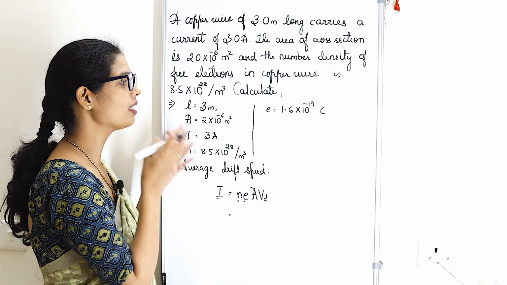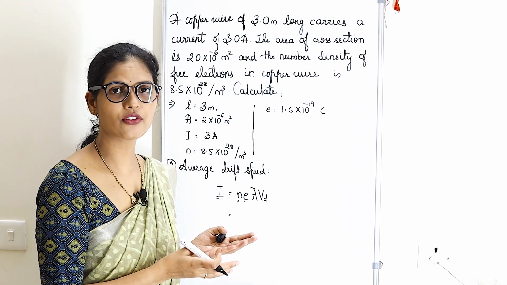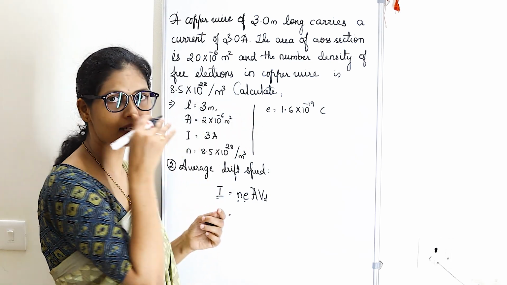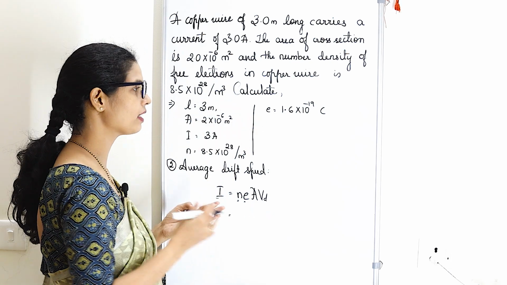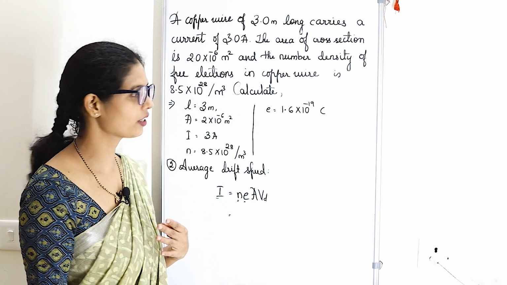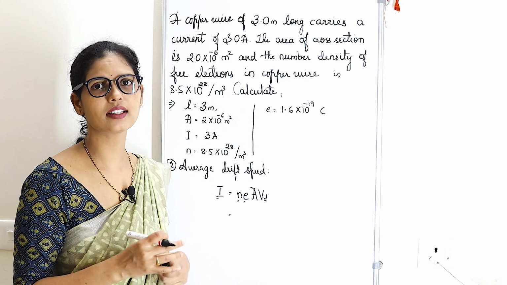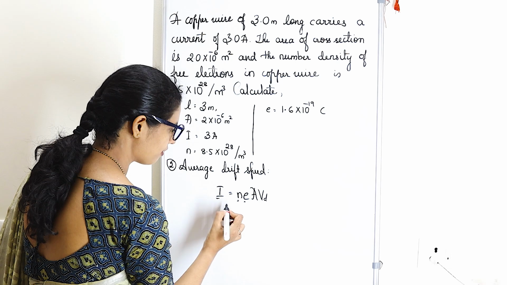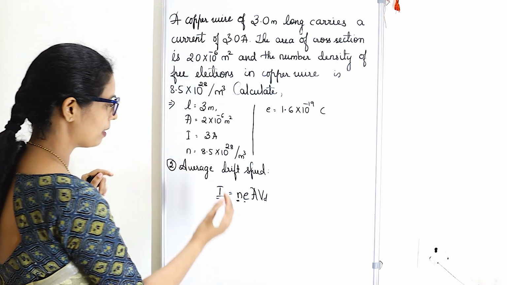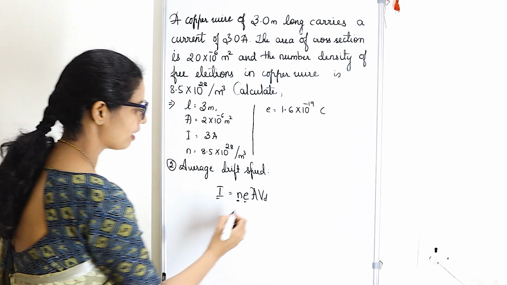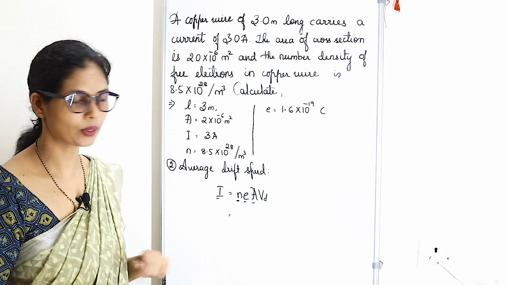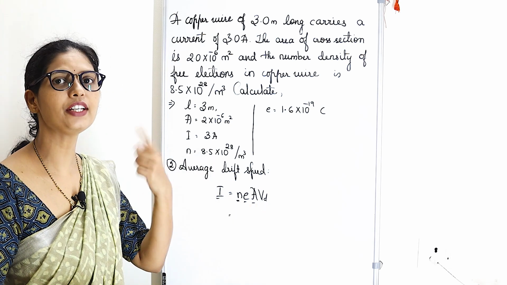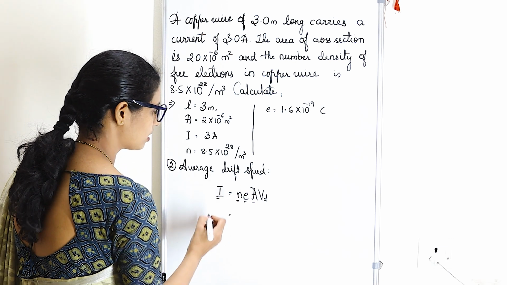Okay, so they will either give the value for the charge of an electron, or you need to know it. It is a constant, so it would be better if you know the value for the charge of an electron, or else they will give it in the problem. So now we know the current value, the number density value, the charge of an electron, and the value for area as well, but we don't know the value for drift velocity or drift speed. We need to find out the value for drift speed here.